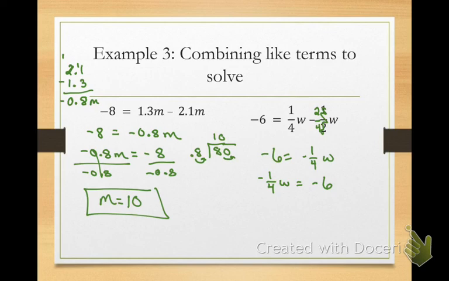Okay? How do I get rid of a fraction being multiplied by a variable? We learned it yesterday. What do I need to do? Keep, change, flip. Negative 4/1. Cross reduces. And I multiply this side by negative 4. W equals 24.